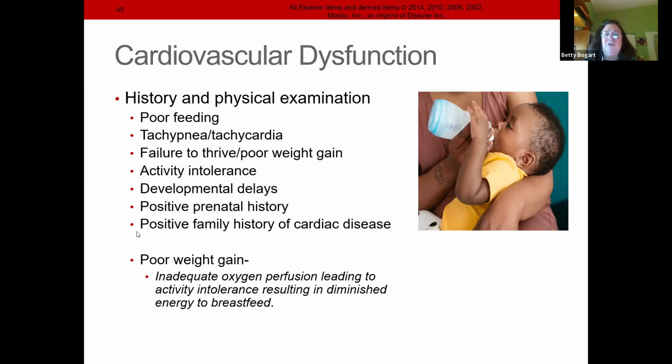But one of the nursing diagnoses that you would see on an infant who came in with coarctation of the aorta with all of these symptoms would be inadequate oxygen perfusion leading to activity intolerance resulting in diminished energy to breastfeed. And they're going to be skinny. They're going to be underweight. And you will see those developmental delays, and maybe not lifting their heads up when they should, because if you don't feed the brain, you don't feed the fuel, they're not going to work the way that they should.